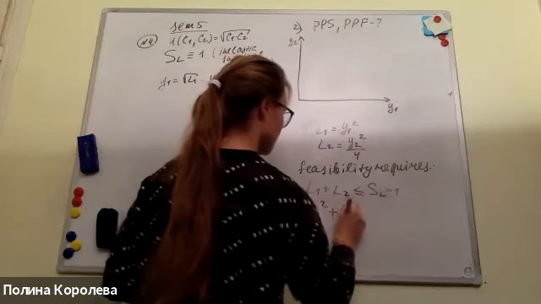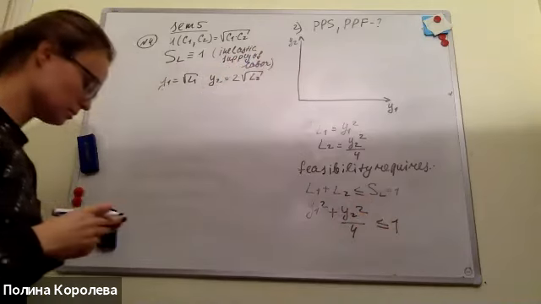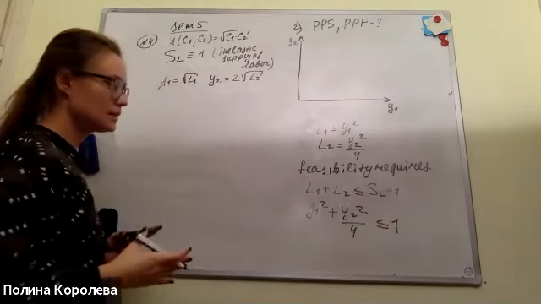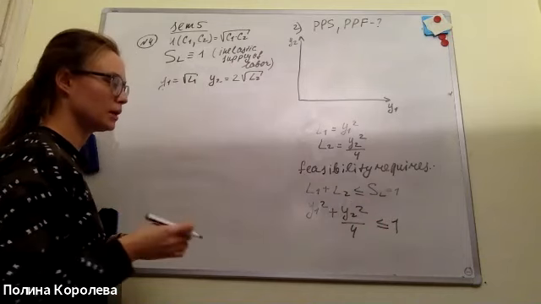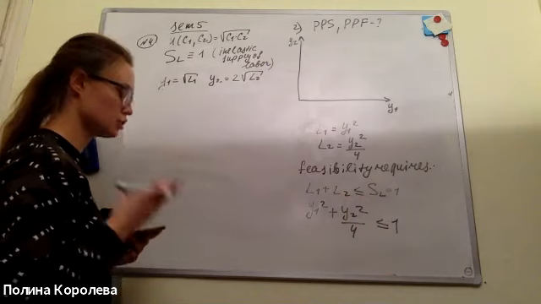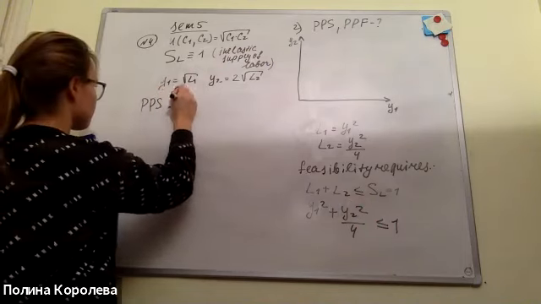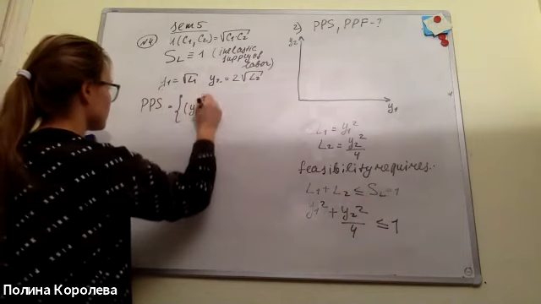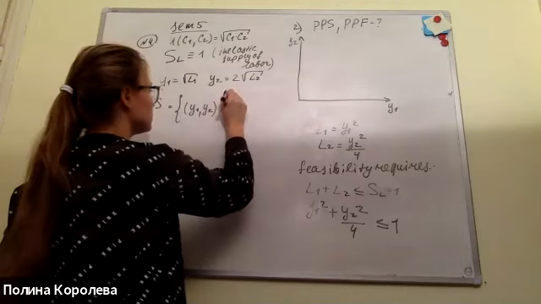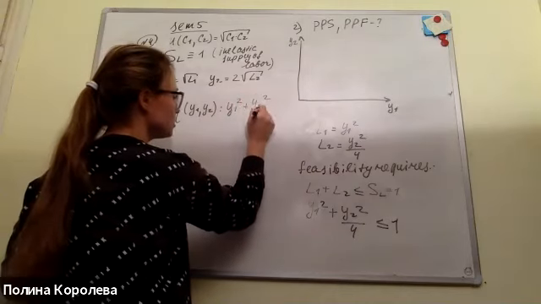Y1 squared plus Y2 squared divided by 4 is less than or equal to 1. And we're ready to write down the production possibility set: all bundles that are available for us for production with such technologies and such amount of resources. So the production possibility set will be all bundles that are available for us, Y1 squared plus Y2 squared divided by 4 less than or equal to 1.